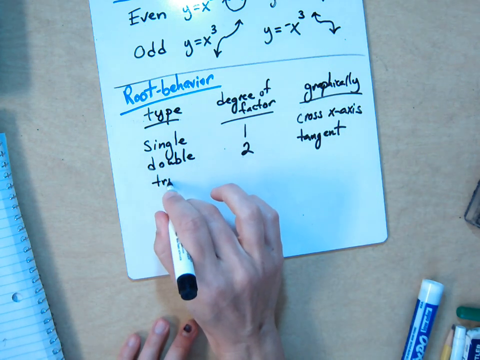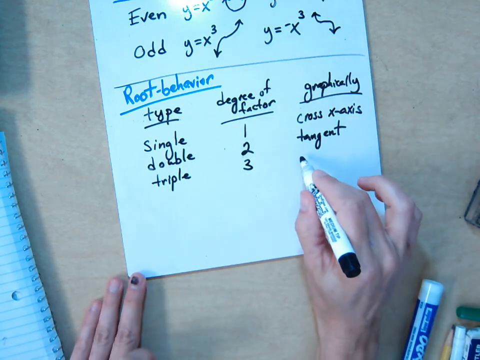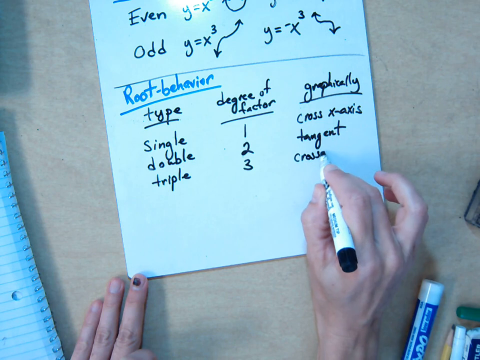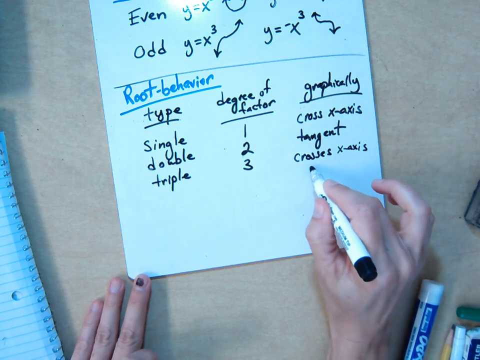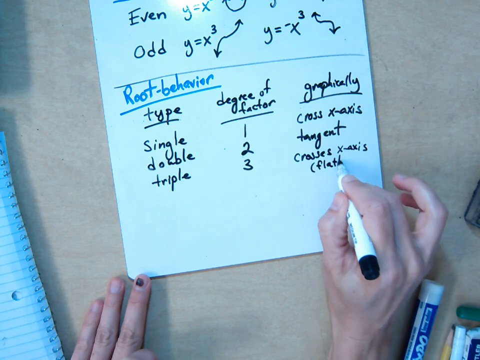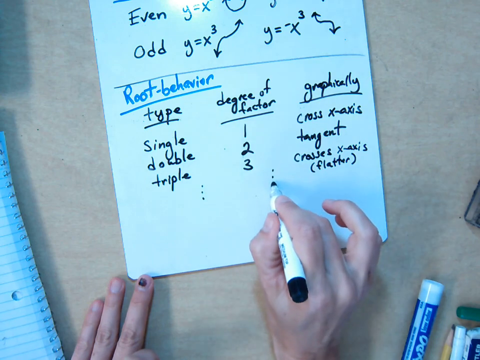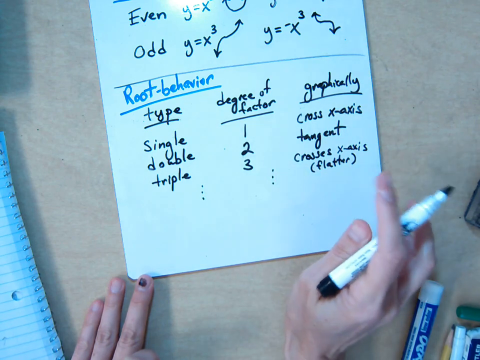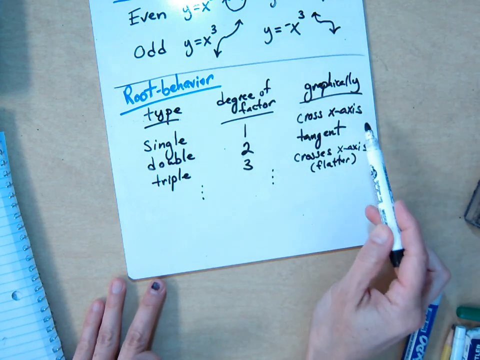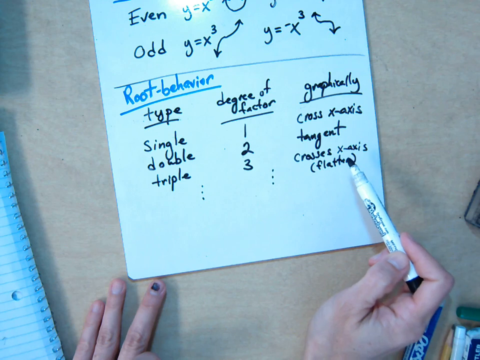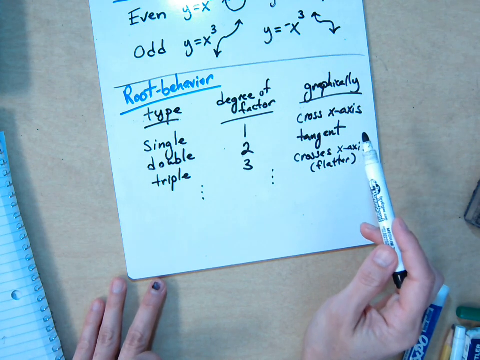And then if it's cubed, if you have a triple root, that's degree 3, the exponent will be 3. And again, that crosses the x-axis, but it kind of flattens out as it goes through. And the higher the degree, the flatter it's going to get. And so this continues. You could have degree 4 or 5, but whenever it's any odd degree, it's going to cross through the x-axis, and whenever it's an even degree, like 4th or 6th or 8th, it will bounce off.